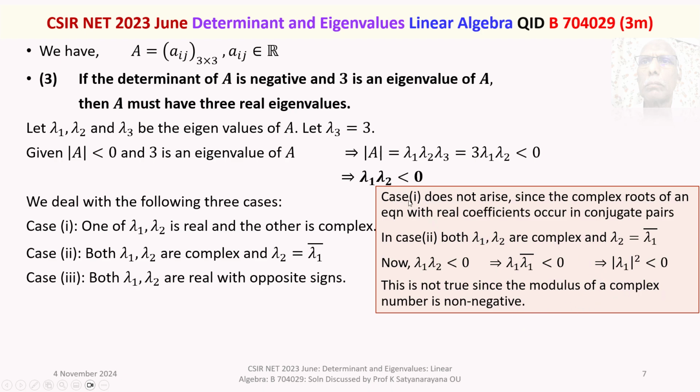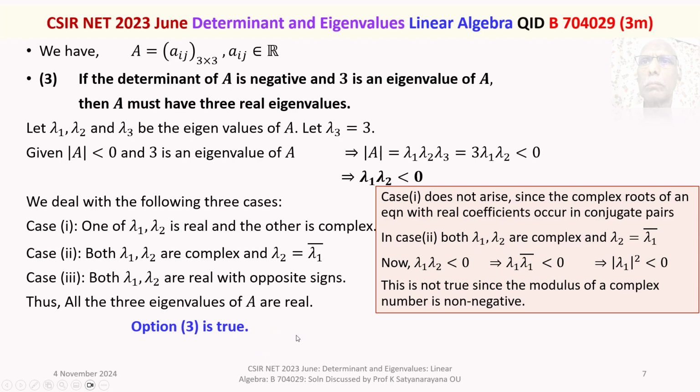Thus, we have ruled out the first two cases. Therefore, the third case must be true. That is, both lambda 1 and lambda 2 are real with opposite signs. And lambda 3, which we have taken as 3, is real. Thus all 3 eigenvalues of A are real. Thus, we have proved that option 3 is necessarily true.